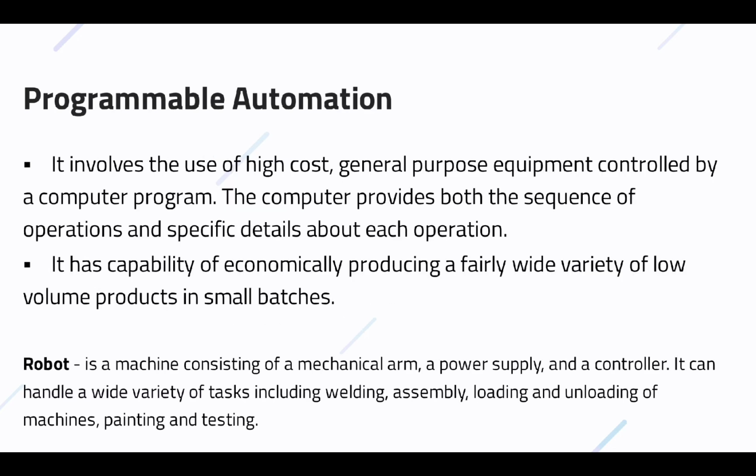Programmable automation. It involves the use of high-cost, general-purpose equipment controlled by a computer program. The computer provides both the sequence of operations and the specific details about each operation. It has the capability of economically producing a fairly wide variety of low-volume products in small batches. An example here is a robot. It is a machine consisting of a mechanical arm, a power supply, and a controller. It can handle a wide variety of tasks including welding, assembly, loading and unloading of machines, painting, and testing.